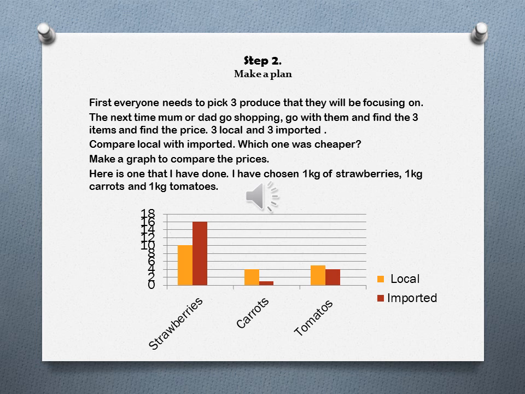Make a plan. Everyone needs to pick 3 produce that they'll be focusing on. So the next time you go shopping, try to find the 3 products and their prices. Compare the local with the imported. Make a graph to compare the prices. Looking here, I have done one earlier using strawberries, carrots and tomatoes.